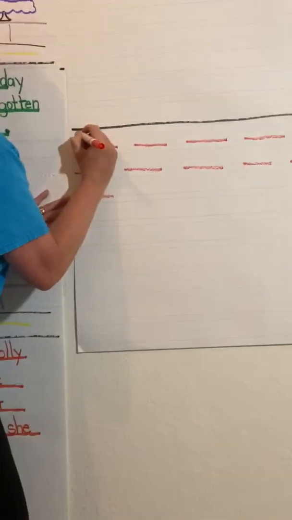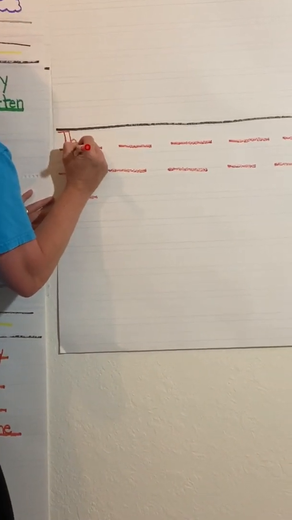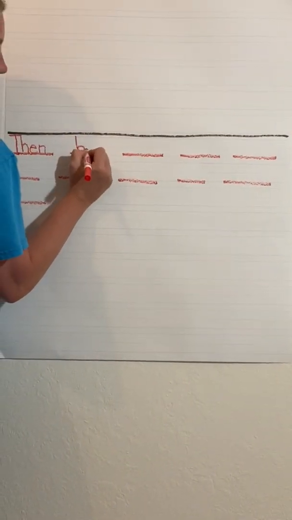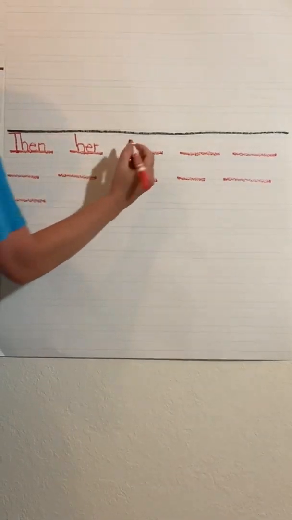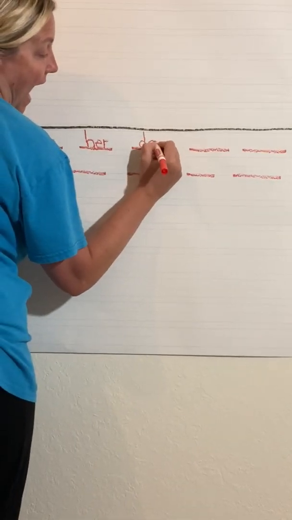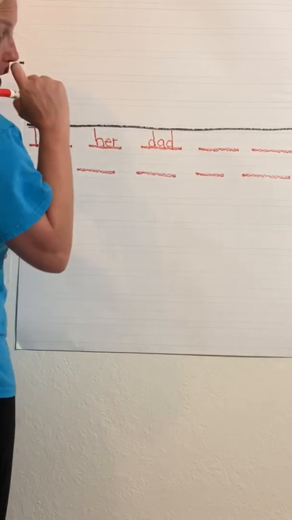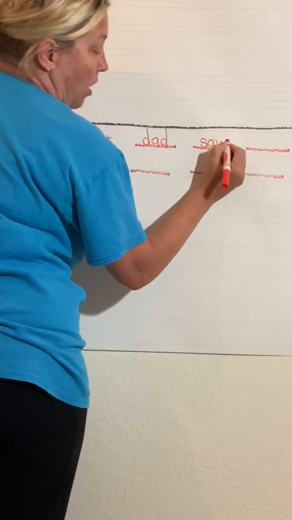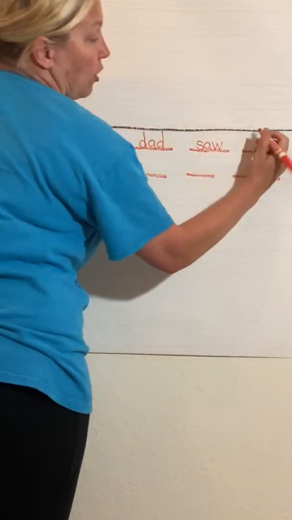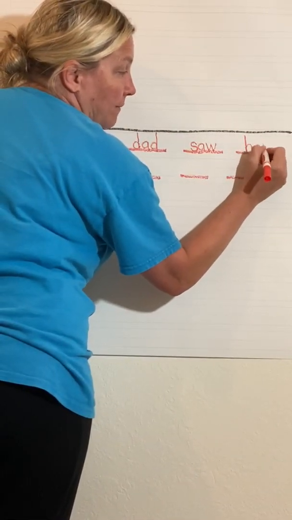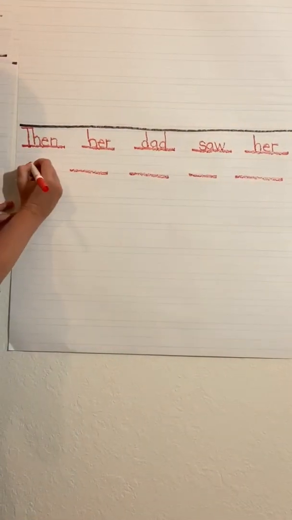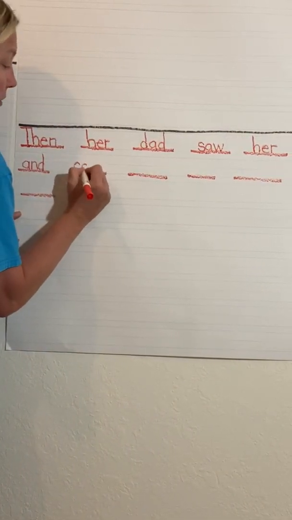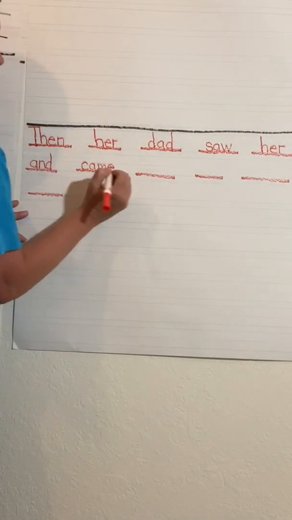Okay, so then is capital T because it's the beginning of a sentence. T-H for the TH, that's a sight word. Her is H-E-R. E-R goes er. Dad, we know is D-ad. Saw. Saw is one of our sight words we learned this week. S-A-W, saw. Then her dad saw her. There's her again, H-E-R. And there's another sight word. Look at all of the sentences you could write with the sight words. And came, another sight word. If you know your sight words, you're ready to write the sentence.